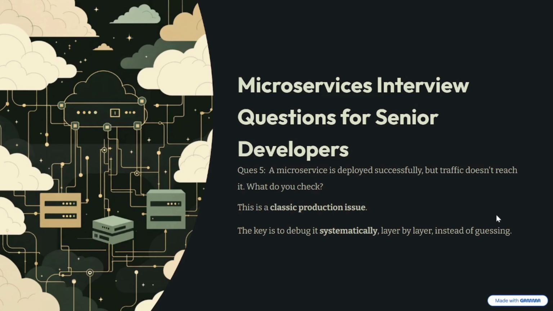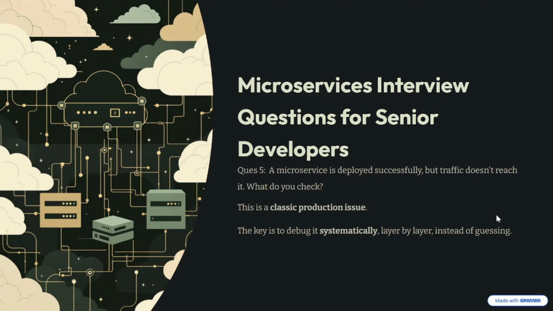Hello everyone. Let's talk about a very common real world issue in microservices. The service is deployed successfully, but traffic is not reaching it, and how we can check it. So deployment says success, pods are running, no clear errors, but still there is no traffic.